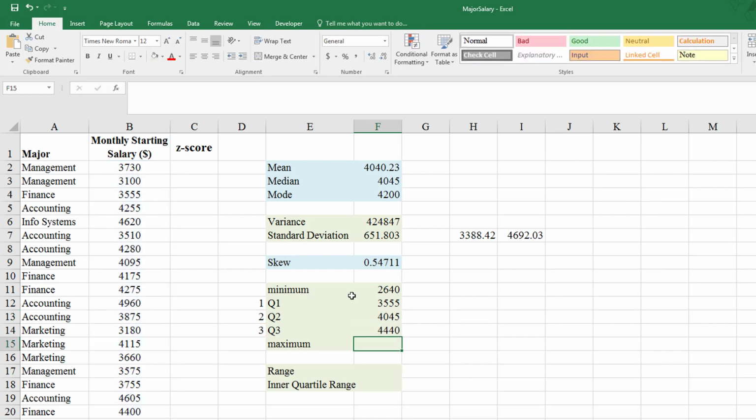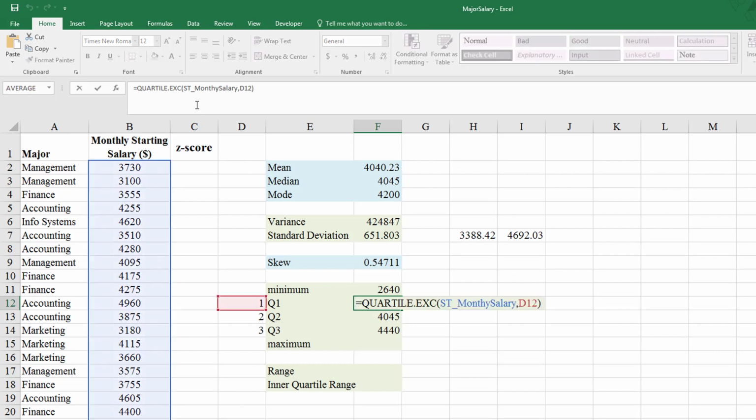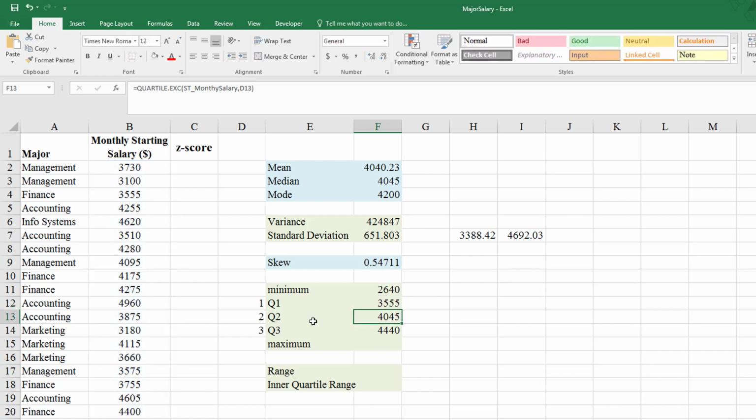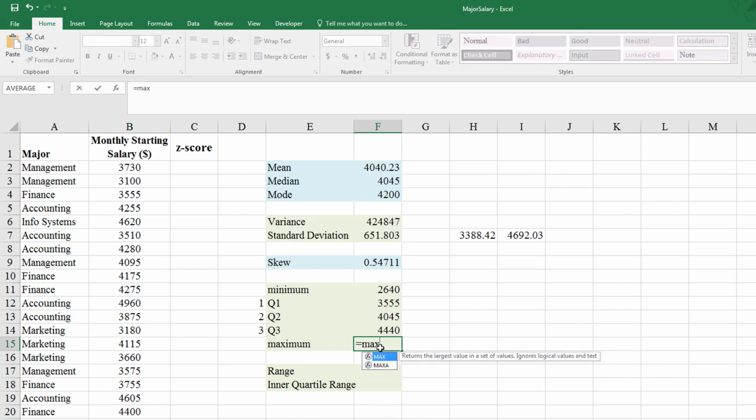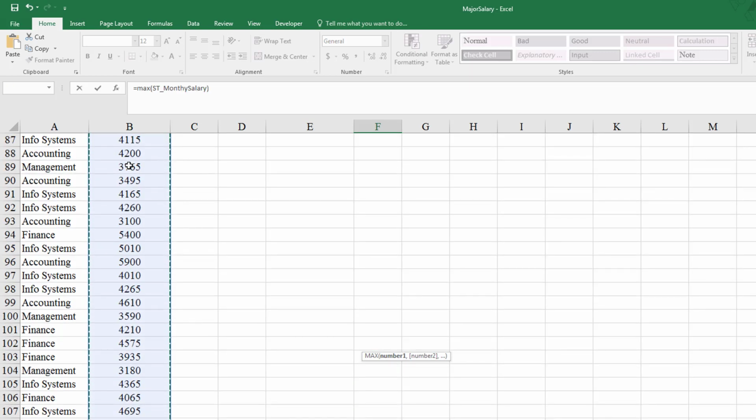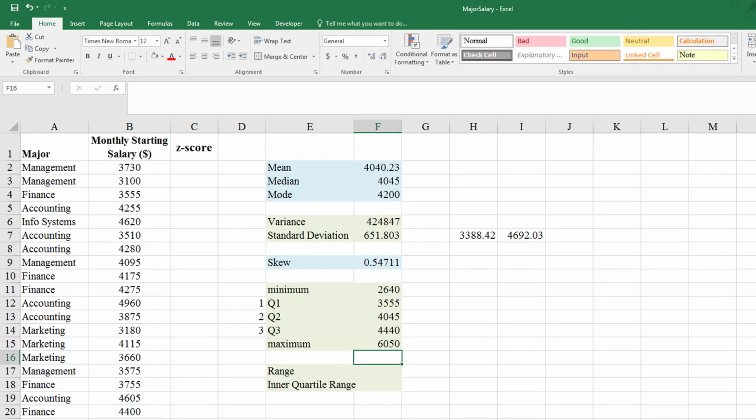Okay, apparently whoever gave us this data has named the data set. And they have named that data set ST underscore monthly salary, which is rather nice. I always have a hard time remembering when I name ranges, but it does do nice things like create absolute references without much thinking. Let's go ahead and get the maximum as well. Max, open parenthesis, highlight the data I'm interested in, and I have calculated the maximum.